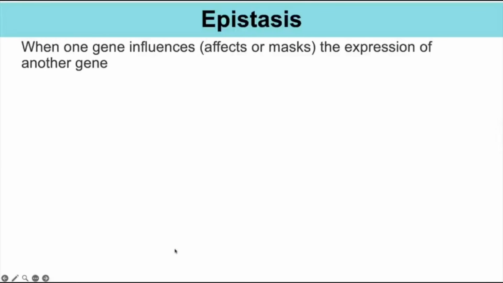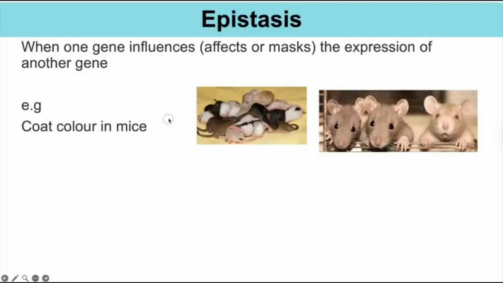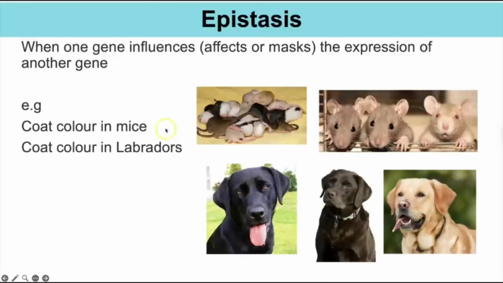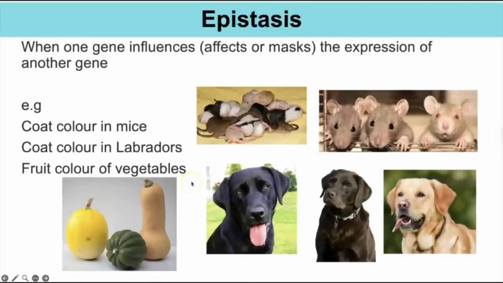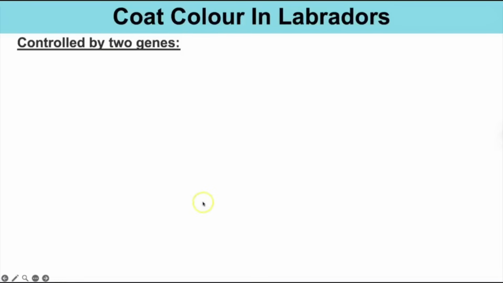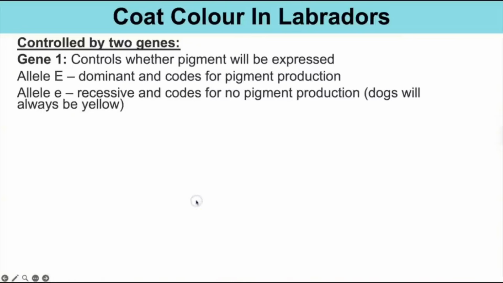Epistasis then, that was when one gene influences the expression of another. And this is often seen in colours. So it could be coat colour in mice. It could be coat colour in Labradors. It could be fruit colour of vegetables. So these are the common examples that you see. And we're going to go through an example and then do the cross. So let's have a look at coat colour in Labradors.